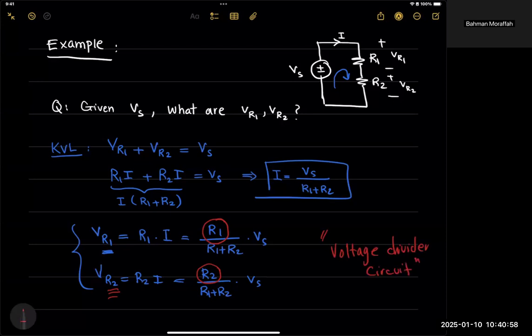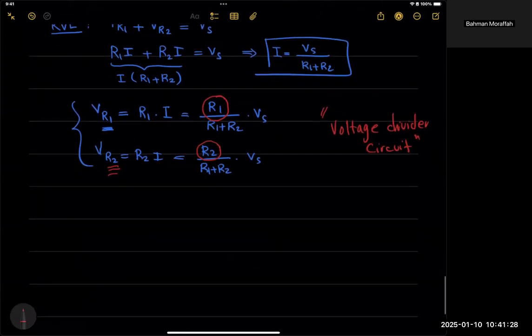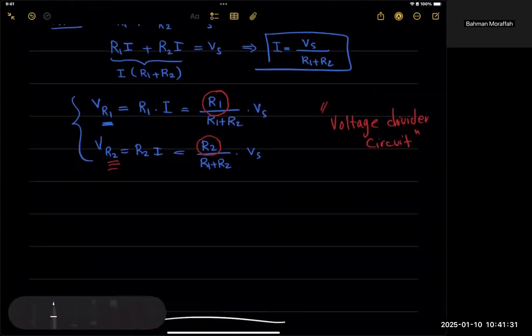So whenever I'm talking about a voltage divider circuit, what I mean is that we have a voltage source followed by two resistors back to back. And if you want to find the voltage across one of these resistors, the voltage across that specific resistor is proportional to the value of that resistor divided by the summation of all the resistors, times basically the source. We can generalize this to n resistors back to back. So let's just generalize it quickly.